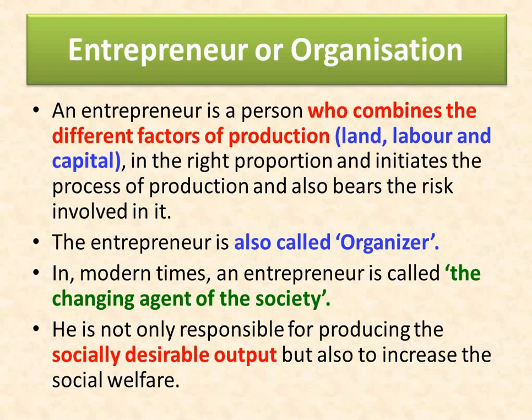E-N-T-R-E-P-R-E-N-E-U-R. Entrepreneur. An entrepreneur is a person who combines the different factors of production like land, labor and capital in the right proportion and initiates the process of production and also bears the risk involved in it. So he is a person who will combine the land, labor and capital in the correct proportion so that production can be initiated, and he is the one who will bear all the risk that are involved in it. So definitely he has to reap the benefits also from it.